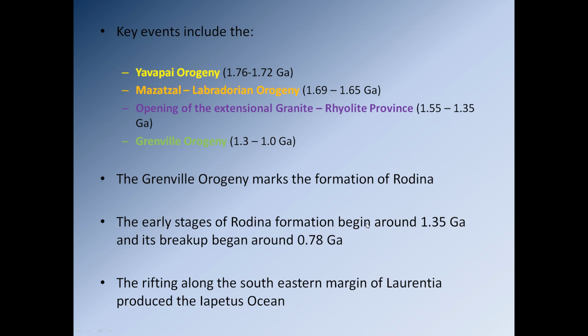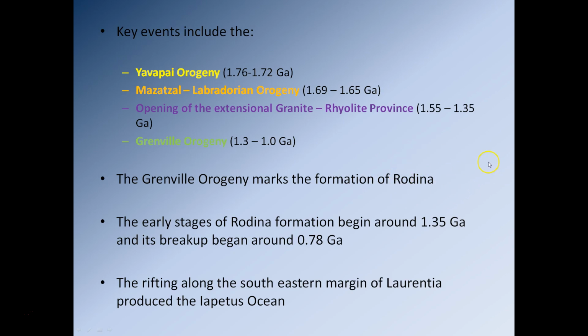Okay, so let's look at these four events. We have the Wopmay orogeny, between 1.76 and 1.72 billion years. We have the Labradorian orogeny, 1.69 to 1.65 billion years. We have the opening of the Granite-Rhyolite province, 1.55 to 1.35 billion years. And we have the Grenville orogeny, 1.3 to 1 billion years. The Grenville orogeny is important because it marks the formation of the supercontinent Rodinia.